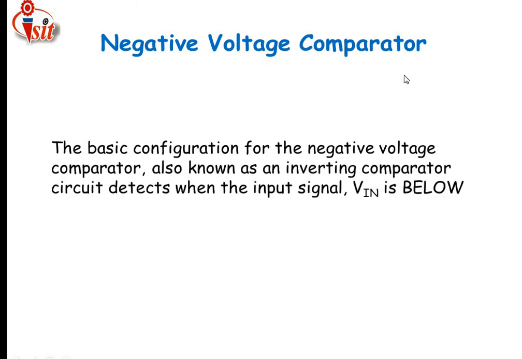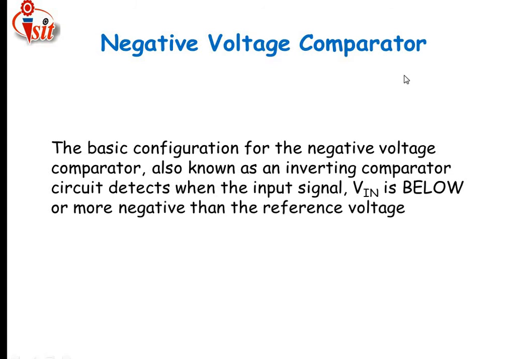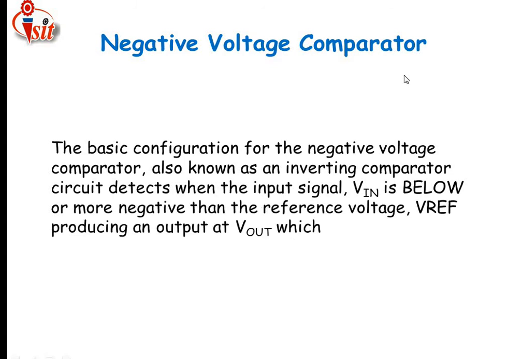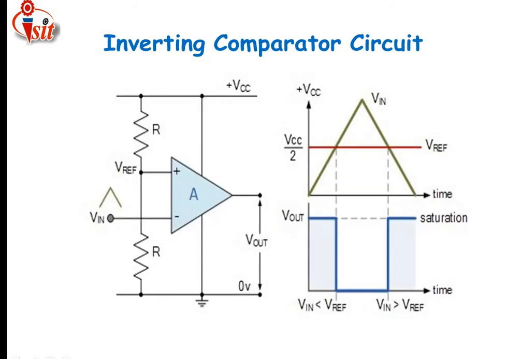Whenever we apply that Vin to the inverting terminal of the op amp, that type of comparator is called a negative voltage comparator. Just see here the basic configuration of the negative voltage comparator, also known as the inverting comparator. The circuit detects when the input signal, that is Vin, is below or more negative than the reference voltage V reference, producing an output at V out which is high as shown in the figure. Just see here, this is an inverting comparator circuit.